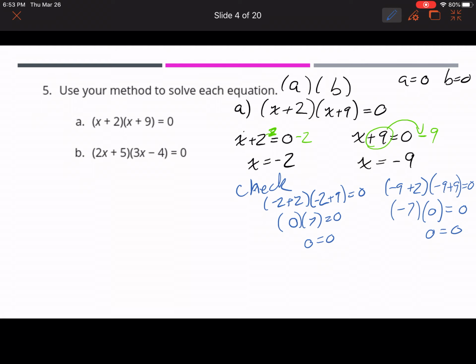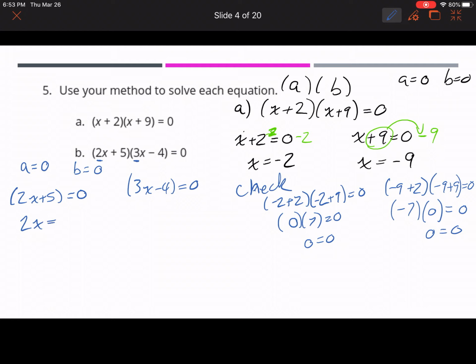Now, B becomes a little more difficult because we have coefficients in front of our x's. But same process. We take A, make it equal 0. We do our B, make it equal 0. So the two brackets, split them up. Make one equal to 0 and make the other equal to 0 and do them separately. You can drop the brackets right away or you can just keep them in for a second.